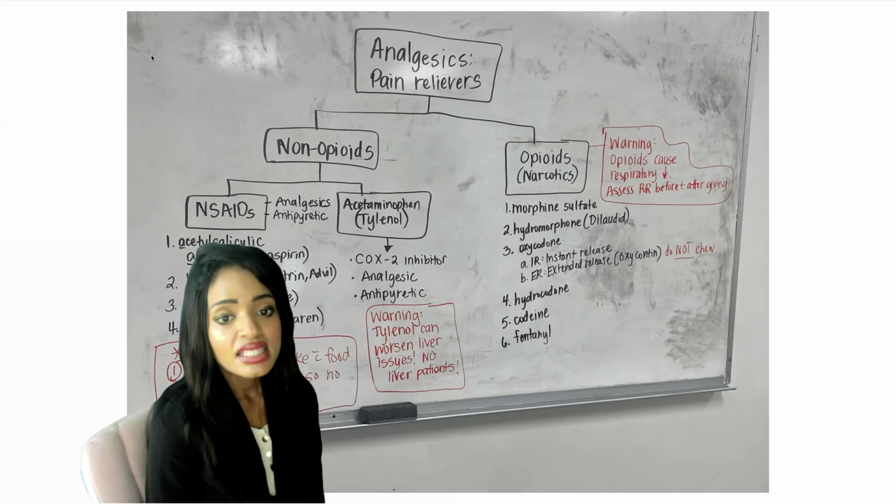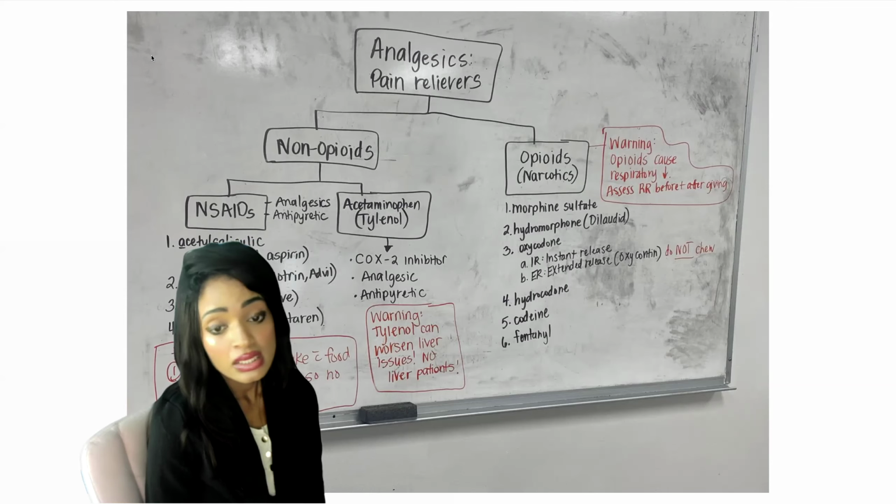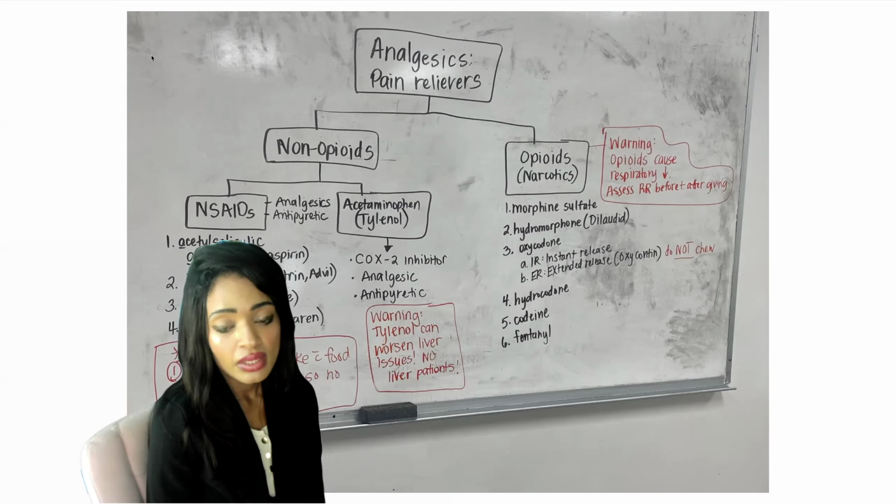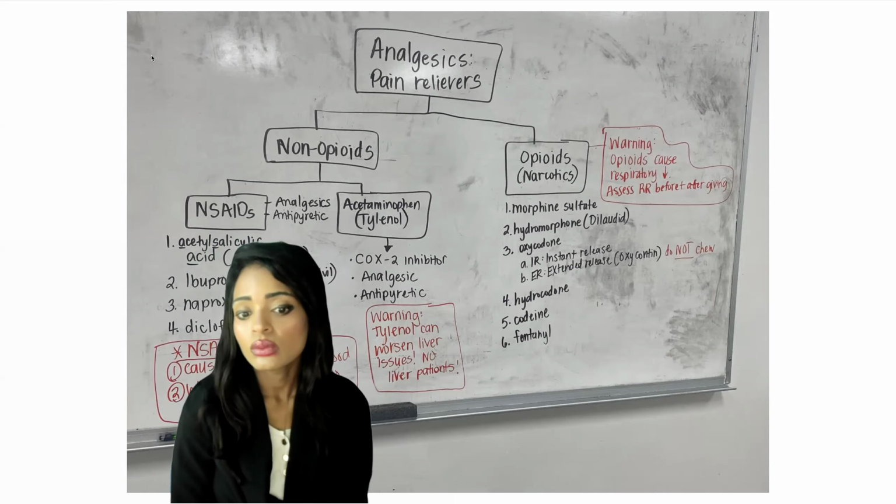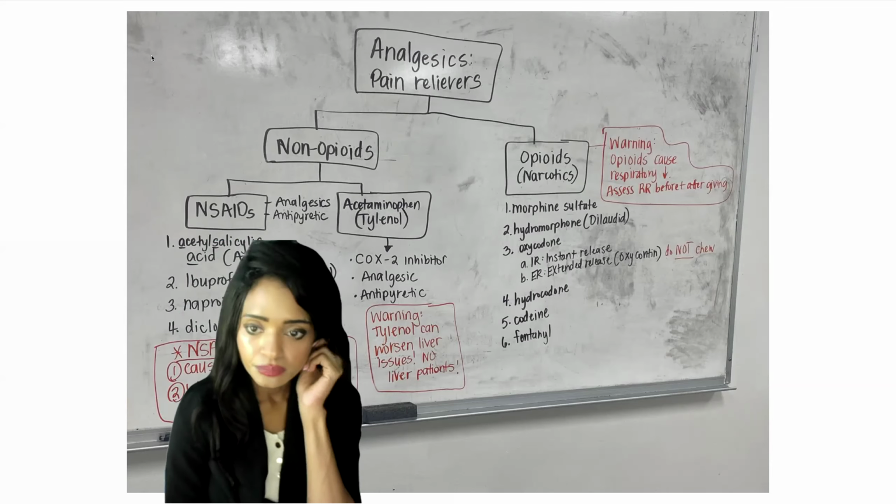Then we have acetaminophen, Tylenol. This is what we call a COX-2 inhibitor. It is also an analgesic and an antipyretic. You cannot give it to a patient with liver issues because it will worsen liver function.